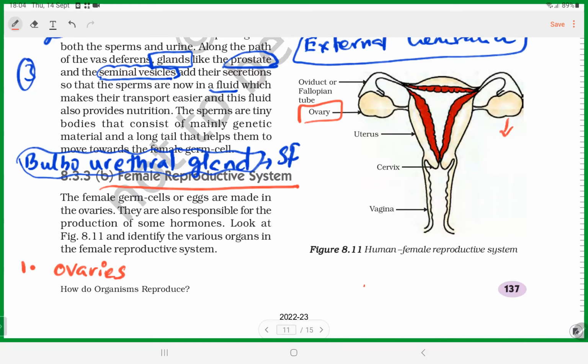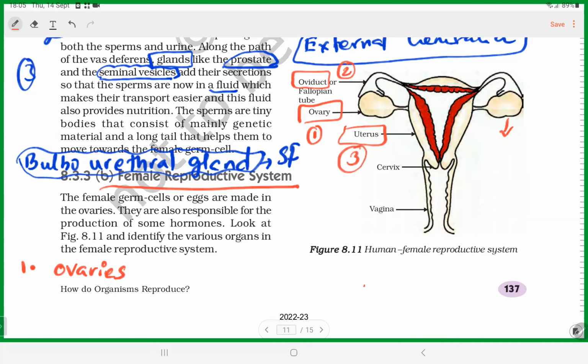Yes, sir. Fine. The first component is the ovary. The second component is the oviduct. Like the sperm duct in males, here also the oviduct is called the fallopian tube. The oviduct is the second component, called the fallopian tube. And the third component is called the uterus.